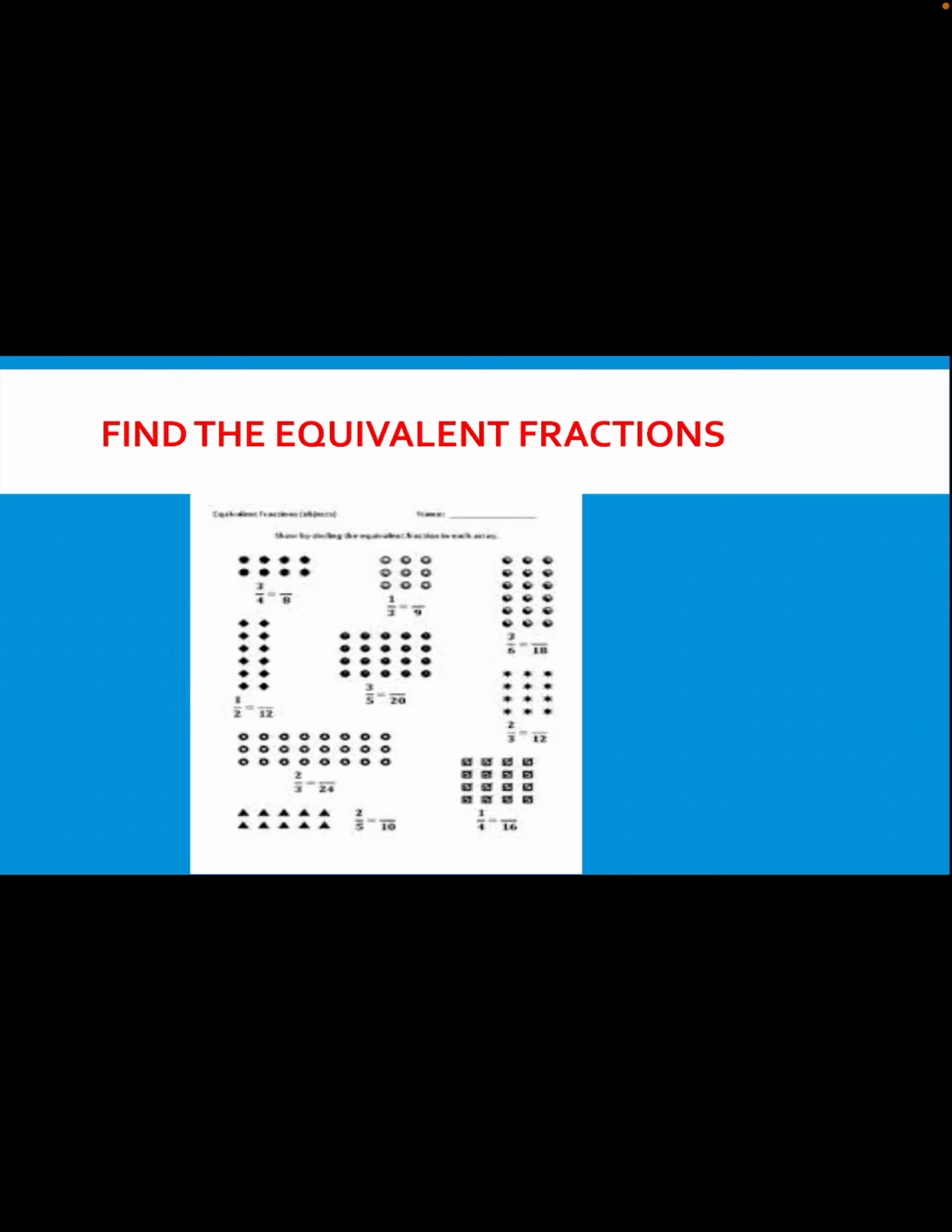Here also you have to find the equivalent fraction. First is 1 by 4 and in the denominator it is 8. So what will be in the numerator? It must be 2 by 8. Okay. So in this way you can fill up the blanks of the equivalent fractions. So children, I think you have understood what is fraction, how to find out the equivalent fractions, and you can make your own models of the fraction.